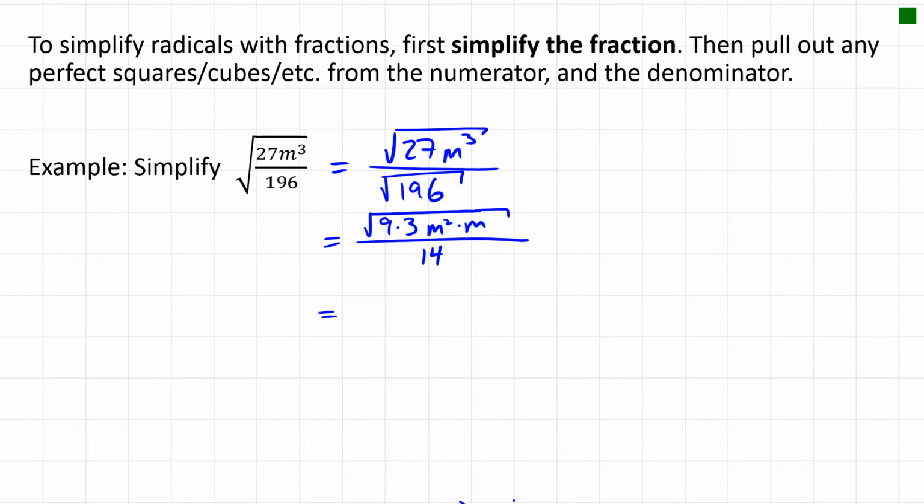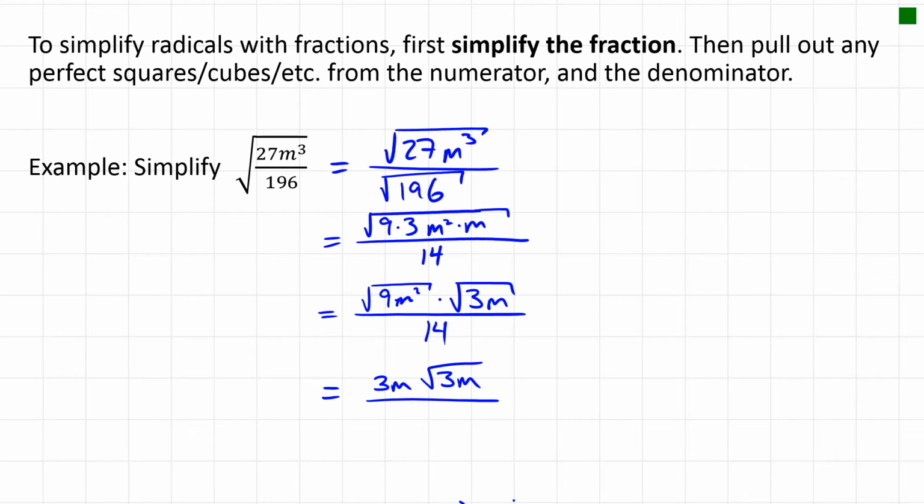So now on top I have the square root of 9m squared. That is something I can take a perfect square of, and I'm left with 3m. That's going to be my leftover in the radical, and 14 in the denominator. So the square root of 9m squared would just be 3m, and then the square root of 3m over 14. So there is my simplified fraction.